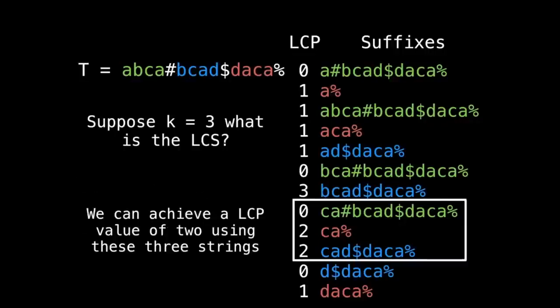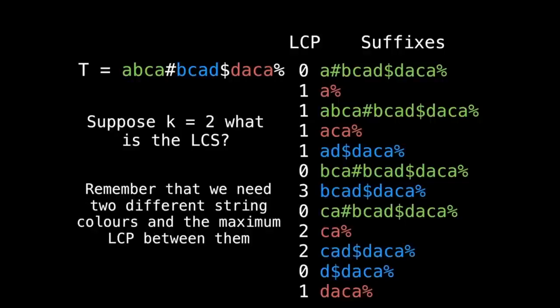We can achieve a maximum of 2 if we select the following 3 adjacent suffixes. Notice that each of them is a different color, meaning that they came from different original strings, and that the minimum LCP value in the selected window is 2. Note that we must ignore the first entry in the window. This means that the longest common substring solution is the string CA of length 2, which is shared amongst all 3 of S1, S2, and S3.